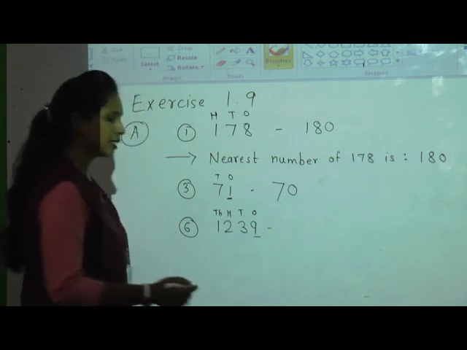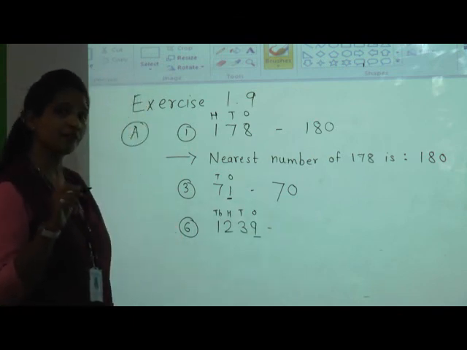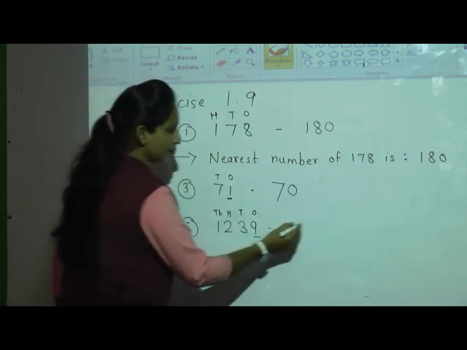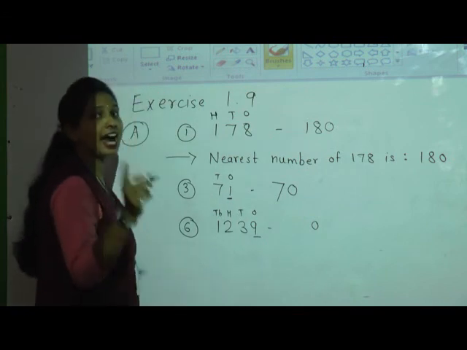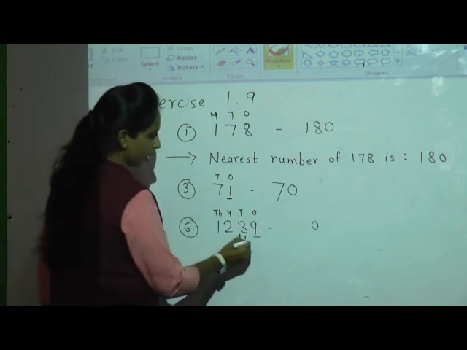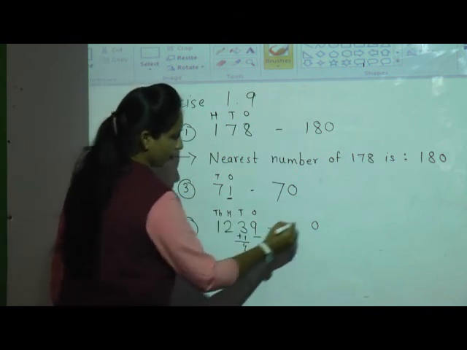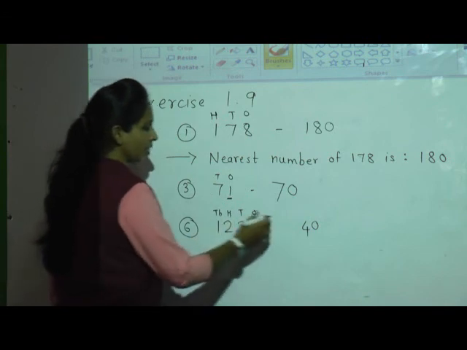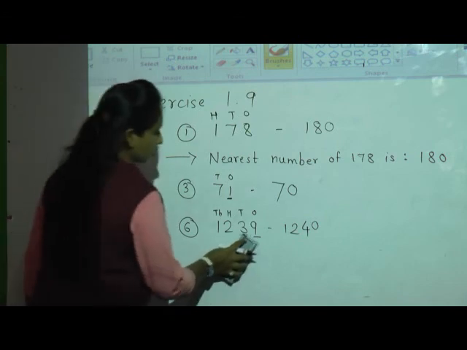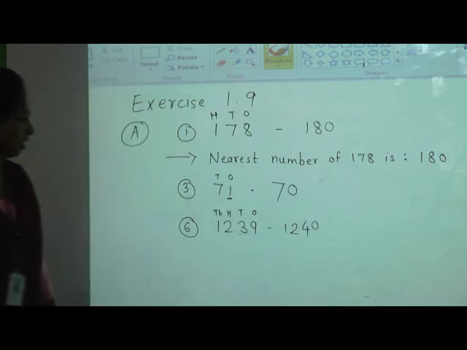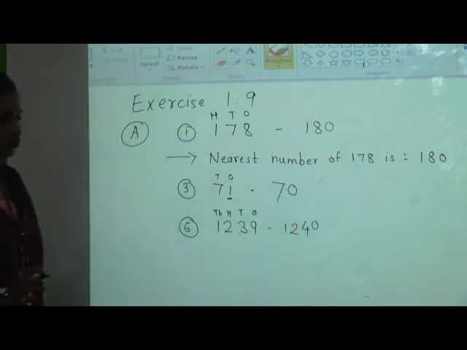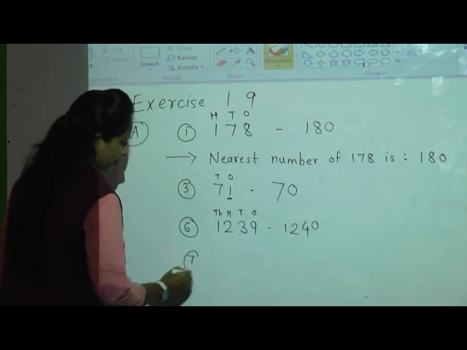What is there at ones place? 9. 9 is more than 5. If it is 5 or more than 5, we have to place 0 at ones place and add 1 to the tens place. Now tens place 3 is there. Now what we have to do? Add 3 plus 1, 4. Here I will write 4 and the remaining numbers as they are. Got it? So the nearest number is 1240. Understood? Now one more example I will solve for you.